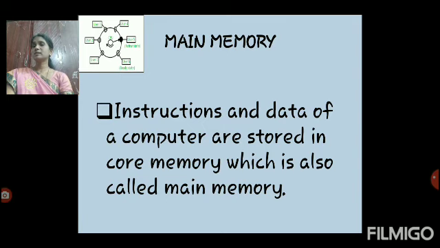So now we discuss the main memory. We see what main memory is. The core memory of the computer is called main memory. The instructions and the data of a computer are stored in the core memory, which is also called the main memory of the computer. So that is the main memory.